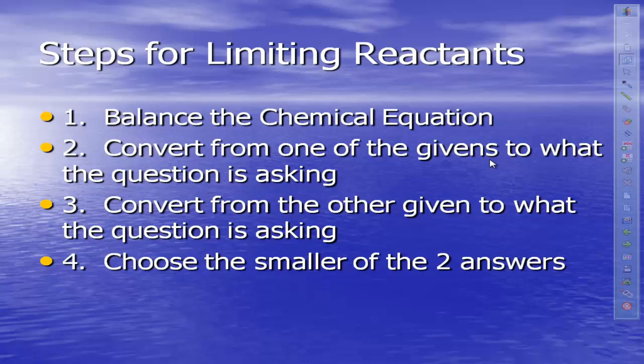Your steps for limiting reactant, step number 1, you're going to balance the chemical equation, as always. Okay, number 2. And I started doing this a few years ago, and it actually is probably the best way to do it. But what you're going to do is you're going to convert from one of the givens to what the question is asking. Number 3, you're going to convert from the other given to what the question is asking. And then the last thing is choose the smaller of the 2 answers. Because obviously when I'm making something, the limiting reactant's going to always produce the smaller of the amounts.